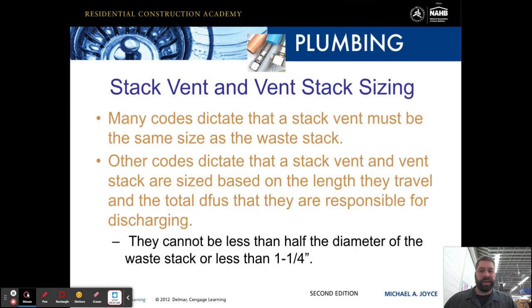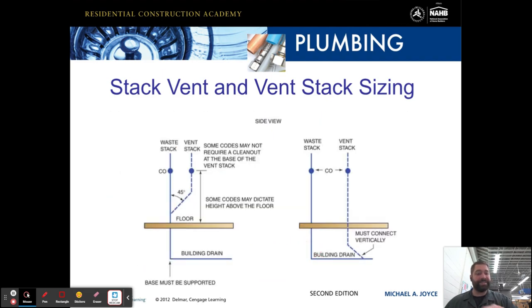Stack vent and vent stack sizing. Many codes dictate that a stack vent must be the same size as the waste stack. Other codes dictate that a stack vent and the vent stack are sized based on the length they travel and the total DFUs that they are responsible for discharging. They cannot be less than half the diameter of the waste stack or less than 1.25 inches, right? This "or less than 1.25 inches" thing seems to be coming around a lot.